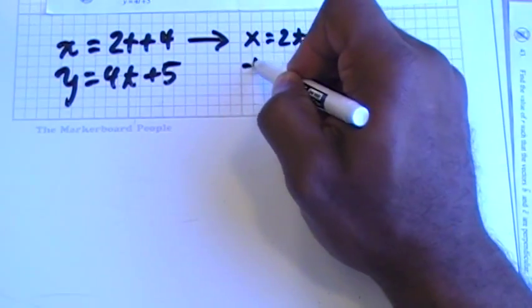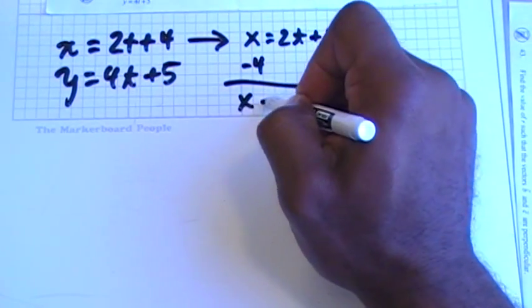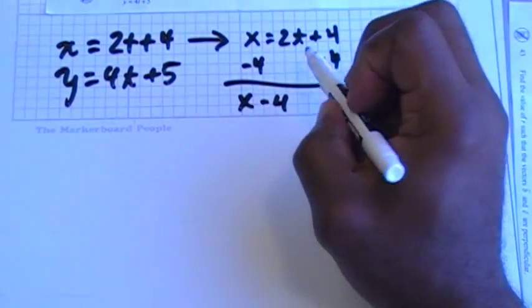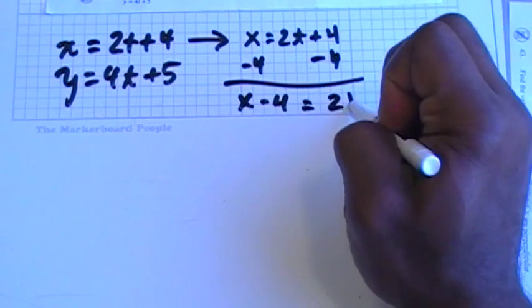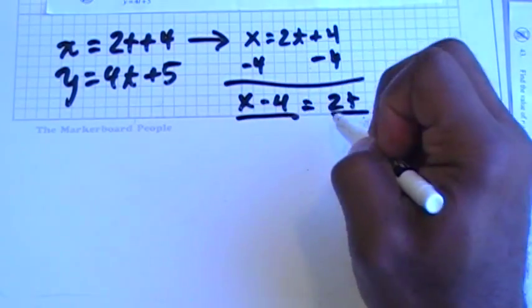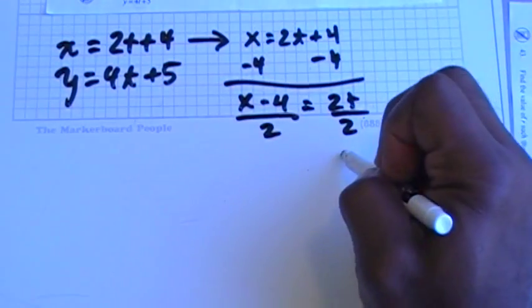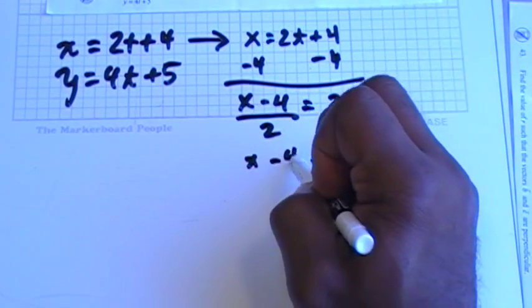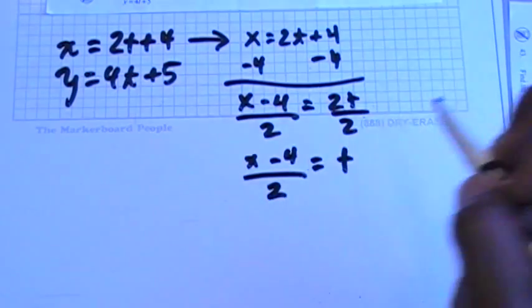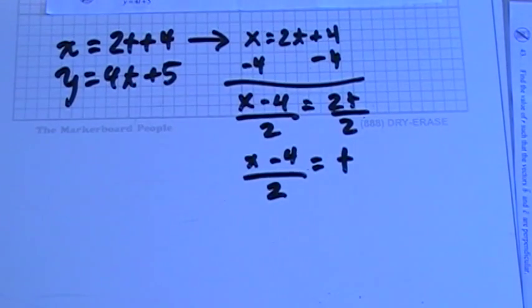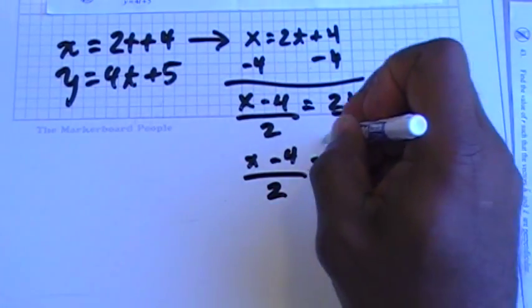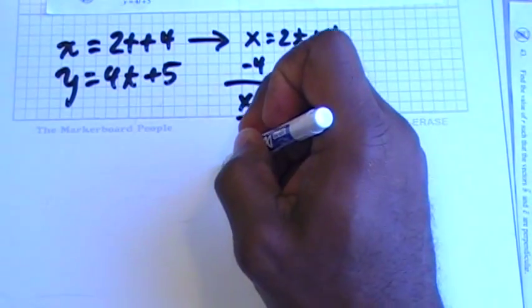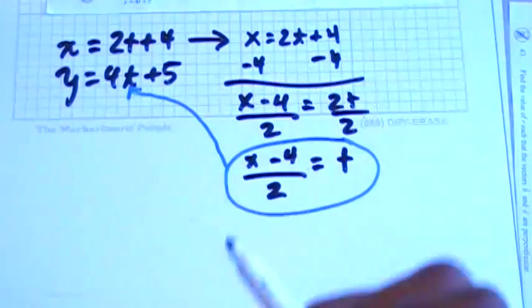Subtract 4 from both sides. That gives us x minus 4 is equal to 2t. Divide both sides by 2. We get t is equal to (x minus 4) over 2. All right, and now we're going to take that and plug it into the second equation.